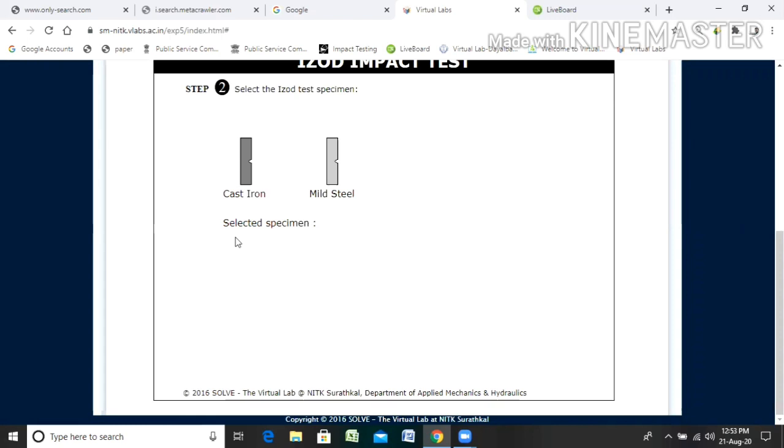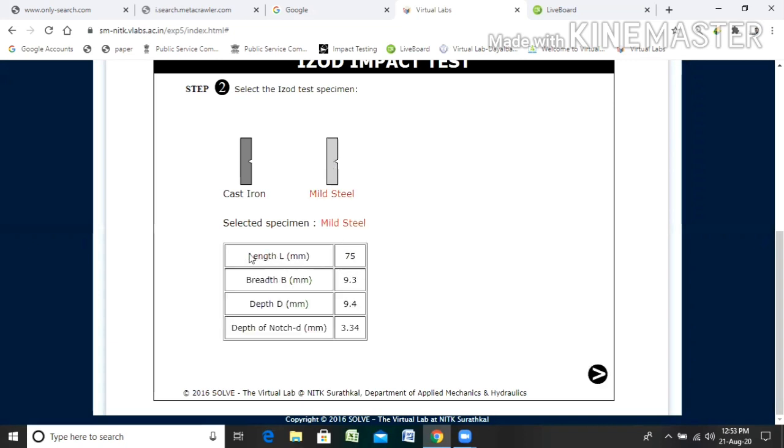Here we have to choose our IZOD test specimen. We'll be choosing mild steel, the ductile material, for our first trial. And this is the specification of this mild steel, where we are getting length 75 mm, breadth 9.3 mm, depth 9.4 mm, and depth of notch 3.34 mm.